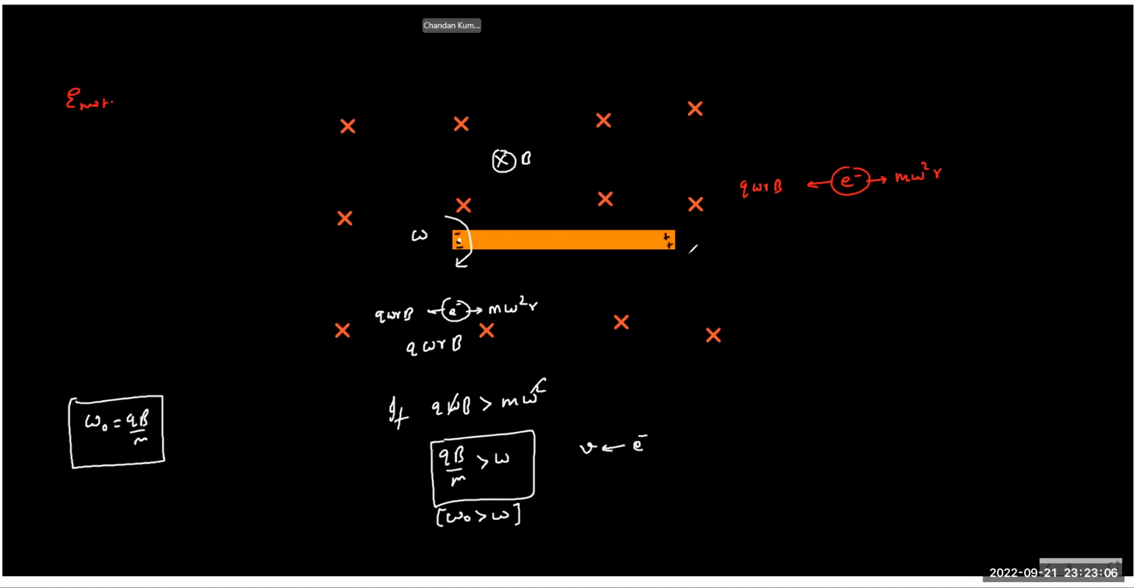then positive will develop here, right? Yes, sir. So the field will be like this. So force will be like this, because we know that electron is negative, so force is left. So what you get here is e times E equals to, so E turns out to be Q omega B. Oh, this is E itself. Yes, sir. Just a moment.